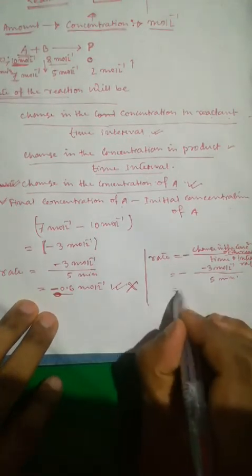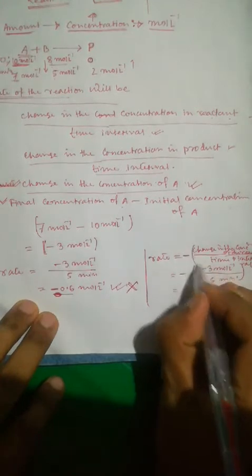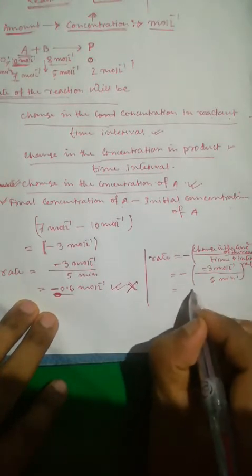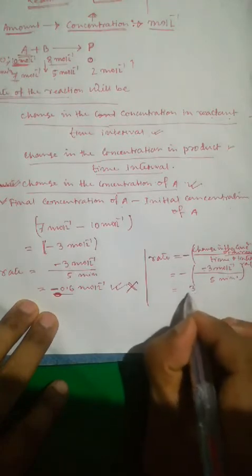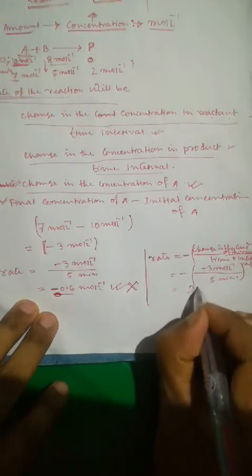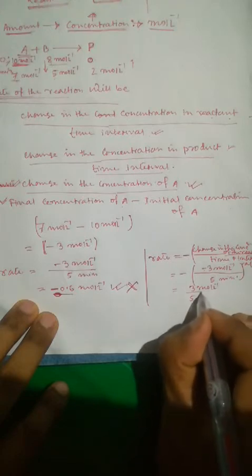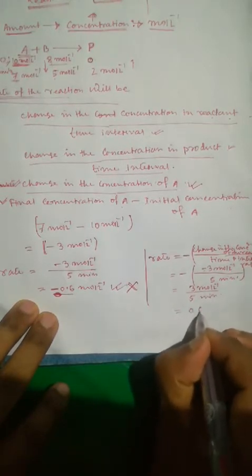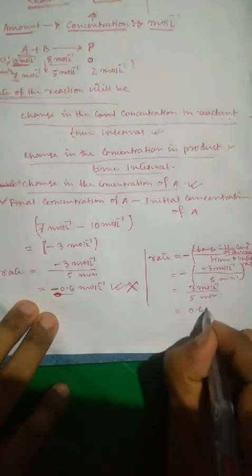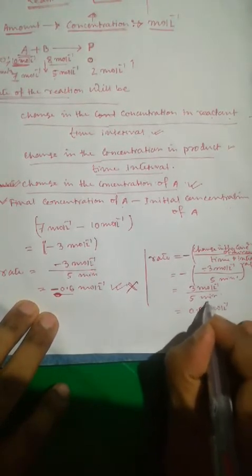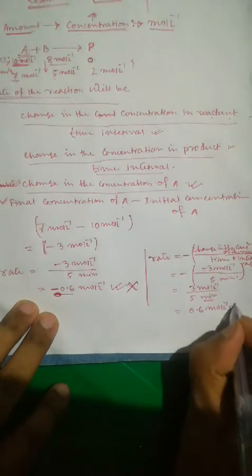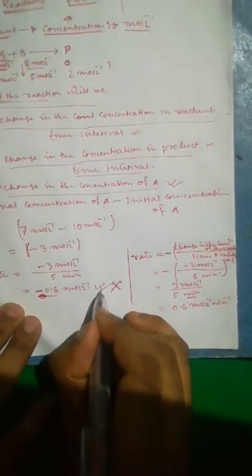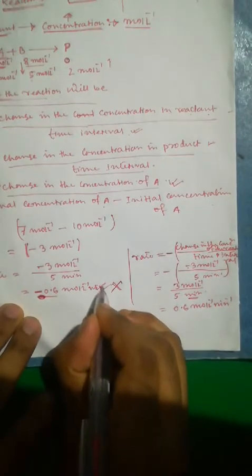Okay, so now this minus into minus will be automatically positive. The result will be 3 by 5, it is mol per liter, it is 5 minutes. If we divide this, 0.6, it is mol per liter, and a minute here we can write per minute. Here also it will be per minute.